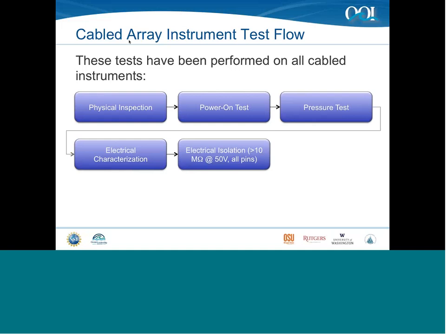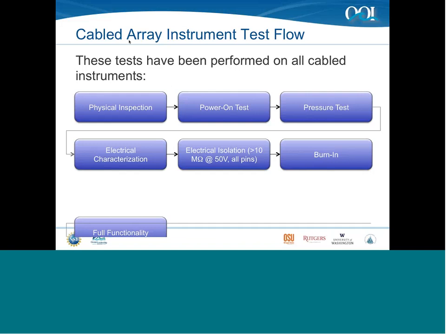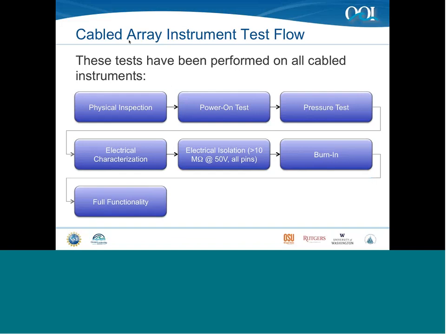We check all instrumentation for electrical isolation, so we want to see at least 10 megohm, if not more, at 50 volts applied on all pin signals and power and ground. We make sure instruments have been run an adequate amount of time to avoid any failures due to early or poor components. Then we run through a full set of functionality, making sure all of the things that the instrument has to do on the cable that it's capable of doing. And once that happens, then it's time to plug it into a secondary node.